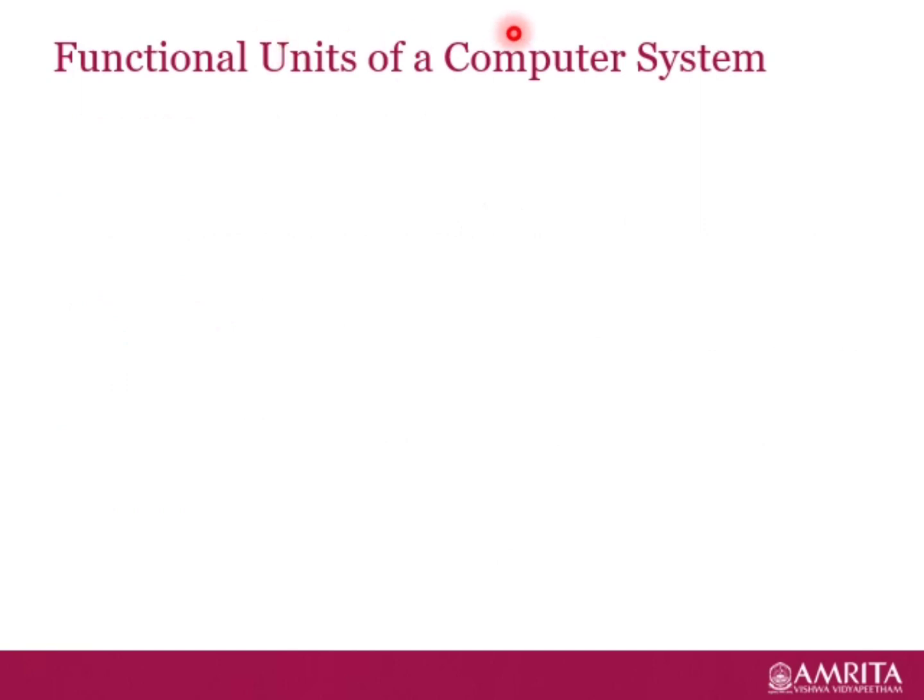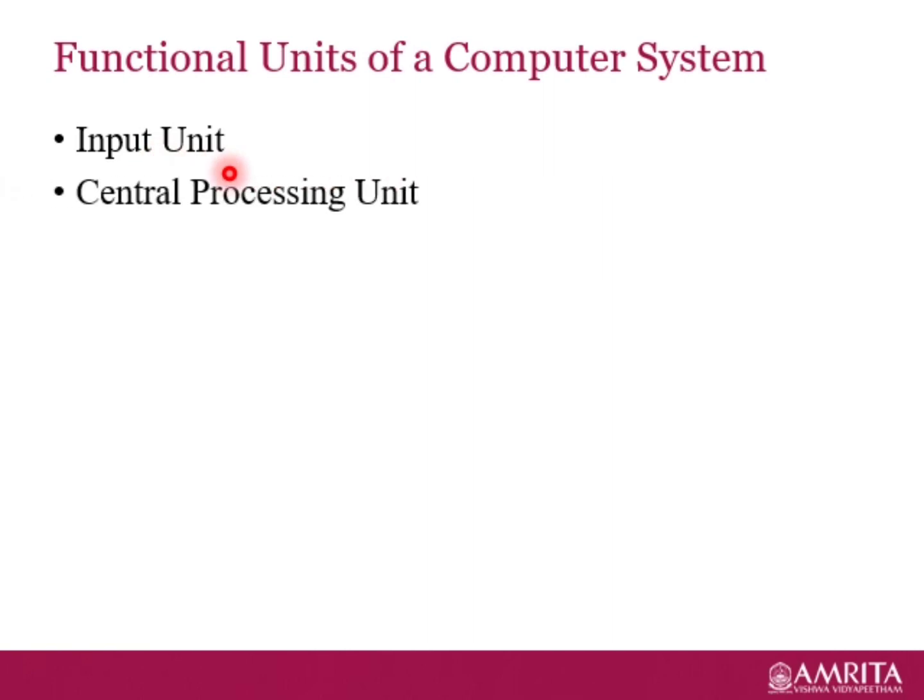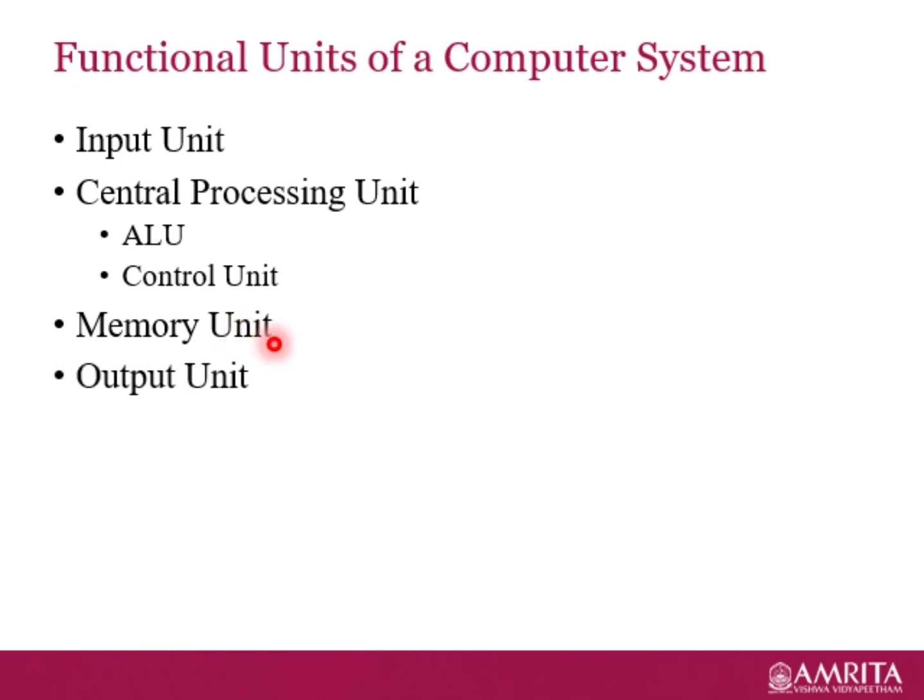And the main functional units of a computer system are the input unit for performing the input function, the central processing unit which contains the ALU responsible for performing the arithmetic and logic processing, and the control unit which is responsible for all controlling operations. Then we have the memory unit that takes care of all the temporary as well as the permanent storage functions.